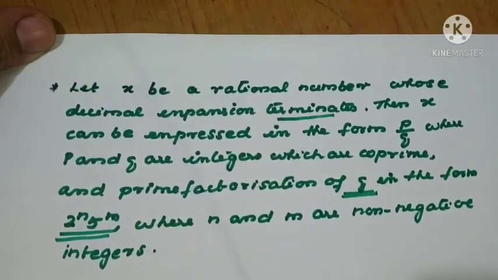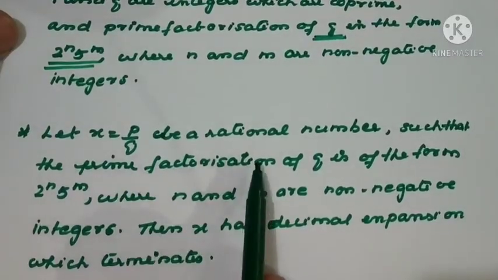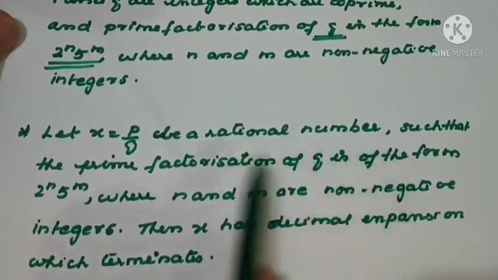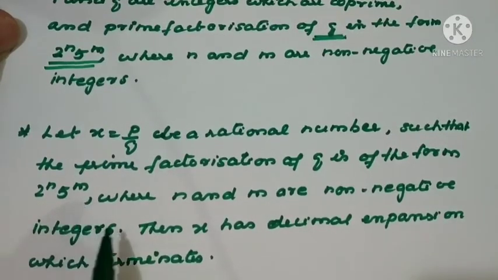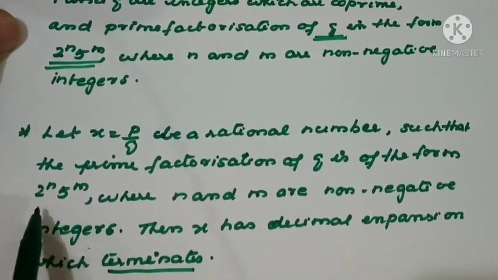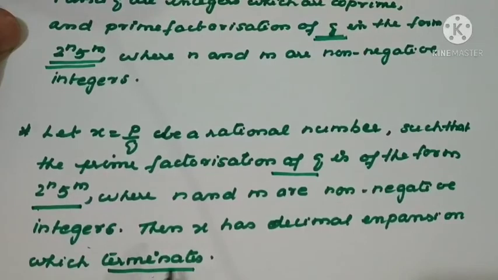Now similarly, the second point: x equal to p by q is a rational number such that the prime factorization of q is of the form 2 raised to n into 5 raised to m, where n and m are non-negative integers. Then x has a decimal expansion which terminates. That means the converse: when the prime factorization of q is of the form 2 raised to n, 5 raised to m, then the number has a terminating decimal expansion only.